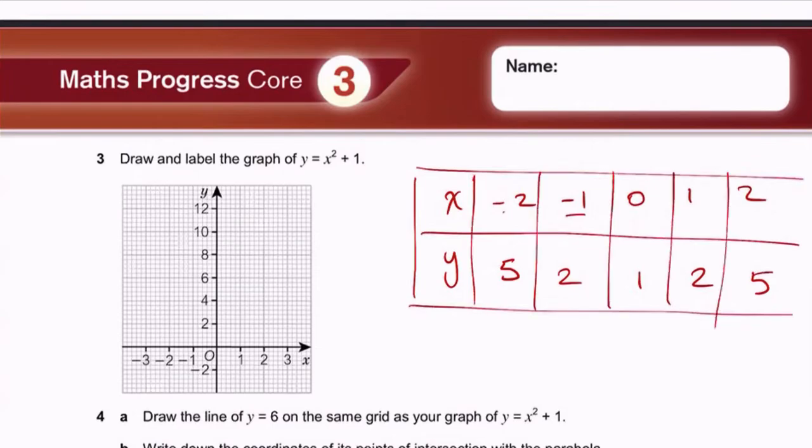So negative 2 and 5 here. Negative 1 and 2 here. 0 and 1 here. 1 and 2 is here. And 2 and 5 is here. If I draw it like this, it would be like that. If you put negative 3 here, it will give 9 plus 1, 10. And if you put 3 here, it will also give 10. So if you want to draw it till the end, it will be like that.